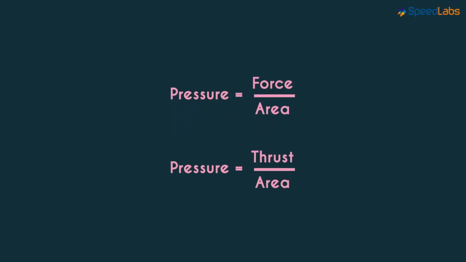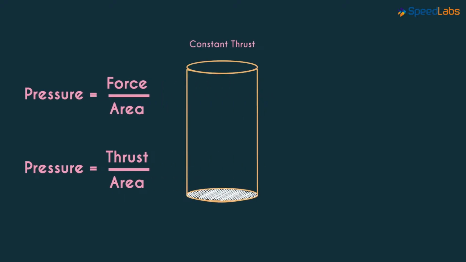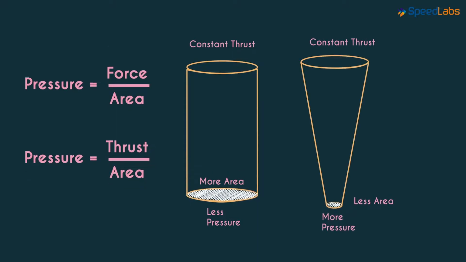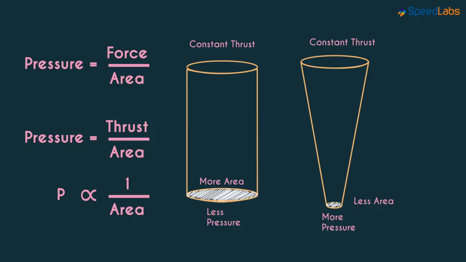Pressure is nothing but the force per unit area. If we're talking about thrust, it would be thrust per unit area. If the thrust is constant and the area is more, then the pressure will be lesser. And if the area is less, then the pressure will be more. Pressure is inversely proportional to the area on which the thrust is applied.